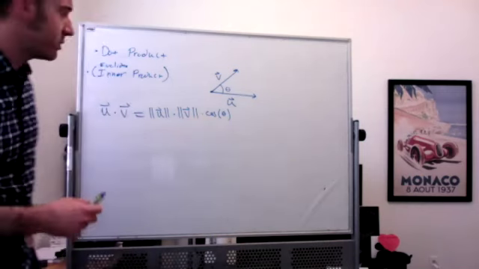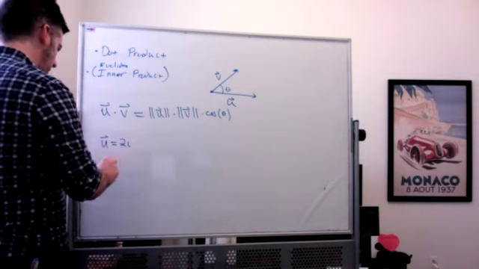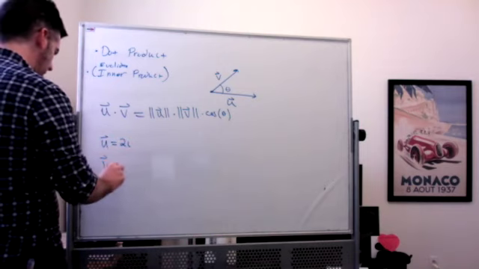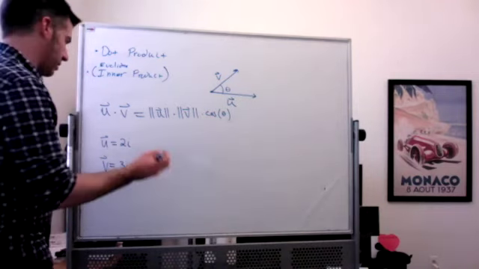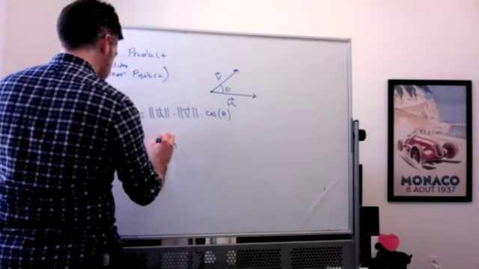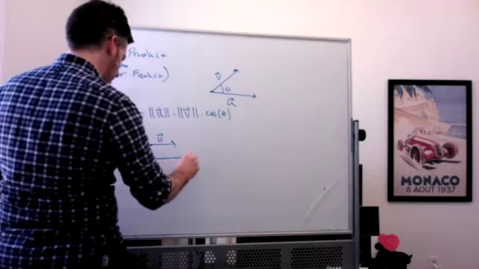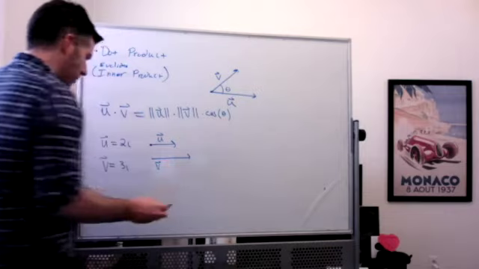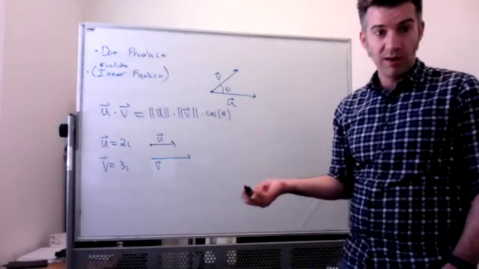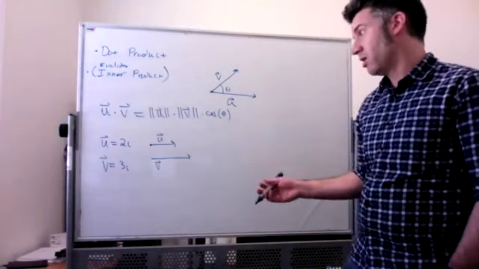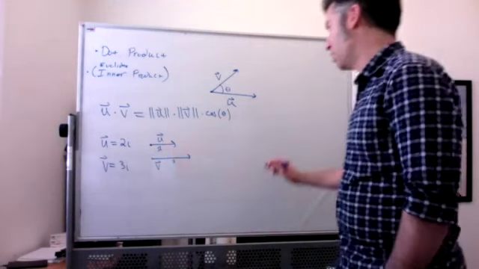Let's look at some examples. Let's say our vectors were 2i and 3i. Notice that these vectors are in the same direction, right? Here's u. And I'm not going to draw them on top of each other because that feels kind of silly. Here's v. So in this case, we can totally calculate u dot v because it's easy to calculate the magnitudes. This is just 2 in the x direction.